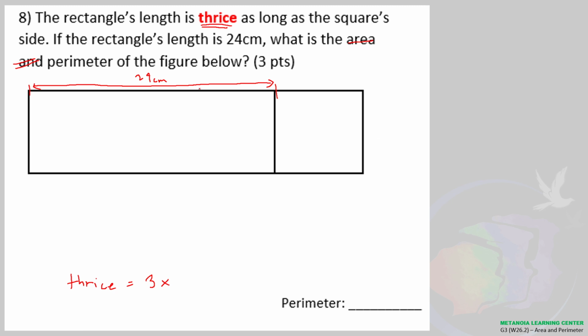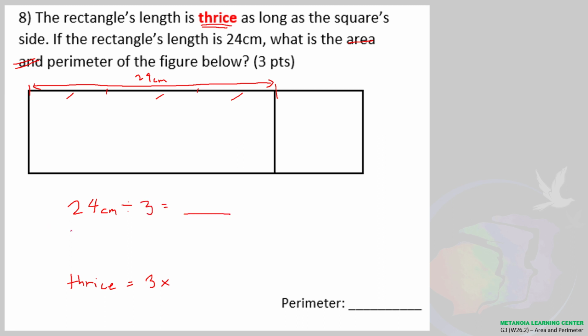Ngayon, dito, we have 1, 2, 3. So, we have 1, 2, 3 units dito that share the total of 24 centimeters. Kasi thrice as long as the square nga. So, the same thing what we did there. All you need to do now is to take 24, which is the total length, divide it by the number of units shared, which in this case is 3.